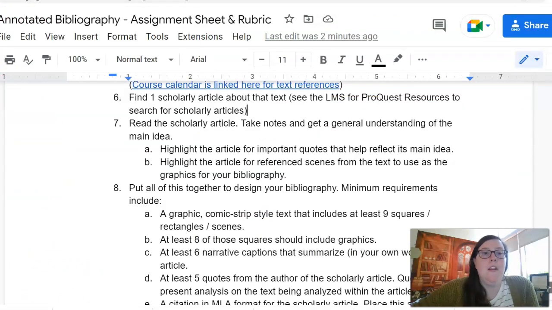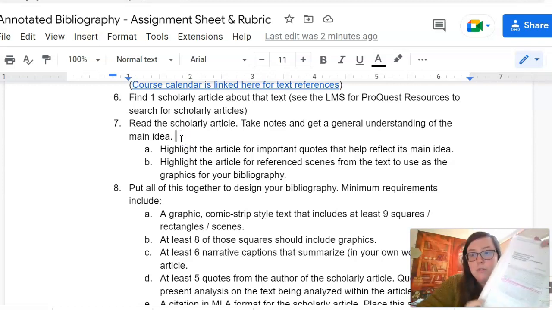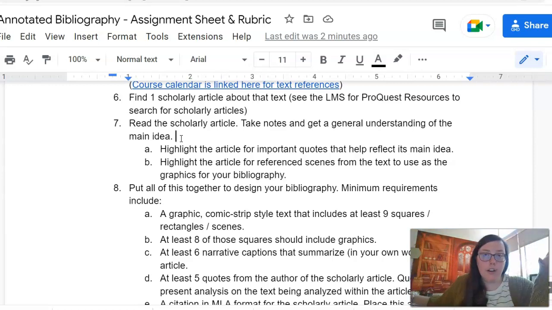Why doesn't it qualify? Read your scholarly article, take notes, and get a general understanding of the main idea. This was imperative. Whenever I was working through this process, I had to read the article and highlight things, underline things, write my understanding of what the author was saying, because scholarly articles are dense and complicated. They're usually written by people who've spent years and years studying this material and have all these big ideas, so they can be difficult to read. So you have to take notes and get your own understanding for what it is that the author is saying.